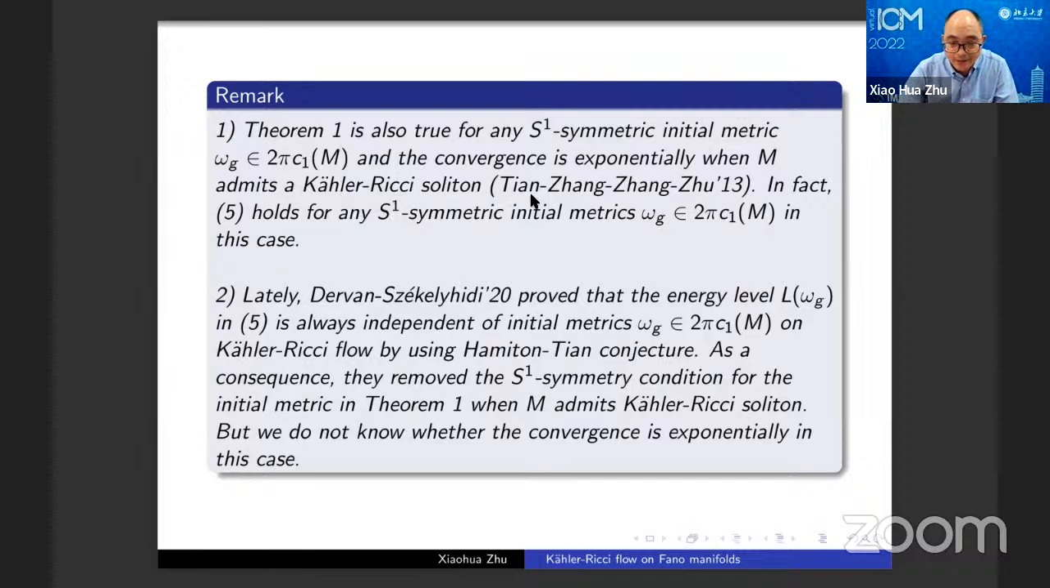In a later paper with Tian, Zhang and another Zhang, in fact, the estimate for the energy level holds for this initial metric, the symmetric initial metric. Later, Phong, Song, Sturm, Weinkove proved that the energy level is always independent of the initial metric on the Kähler-Ricci flow, but they show it using a Hamilton conjecture. So as a result, they remove the symmetric condition for the initial metric when M admits a Kähler-Ricci soliton. But we don't know whether the convergence is exponential in this case. So if we have symmetry, we prove the convergence is exponential, but the general case is still open.